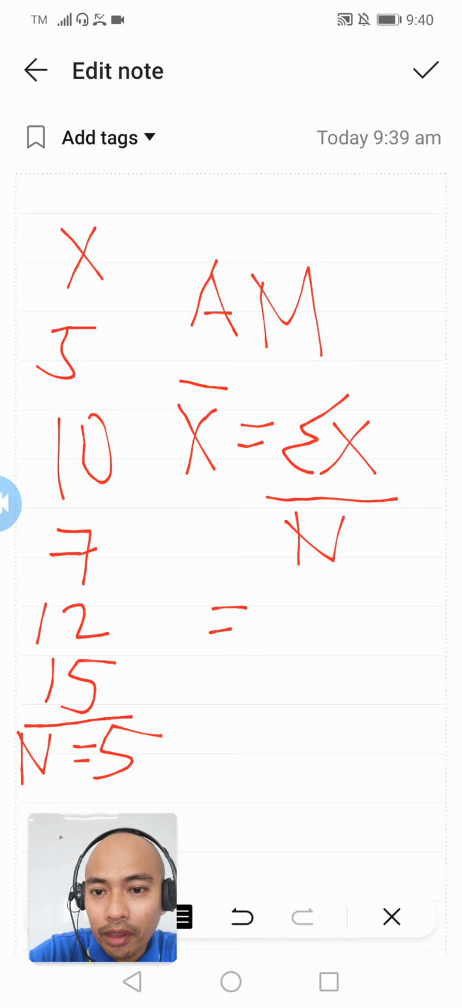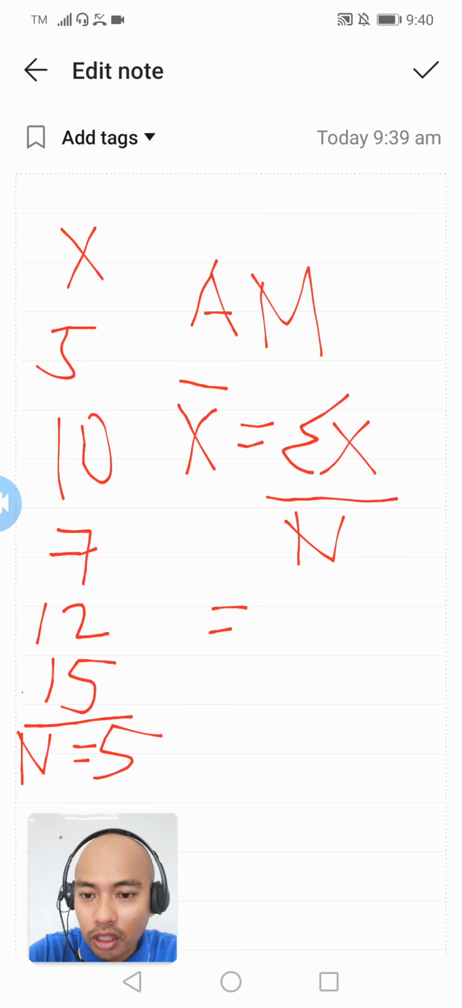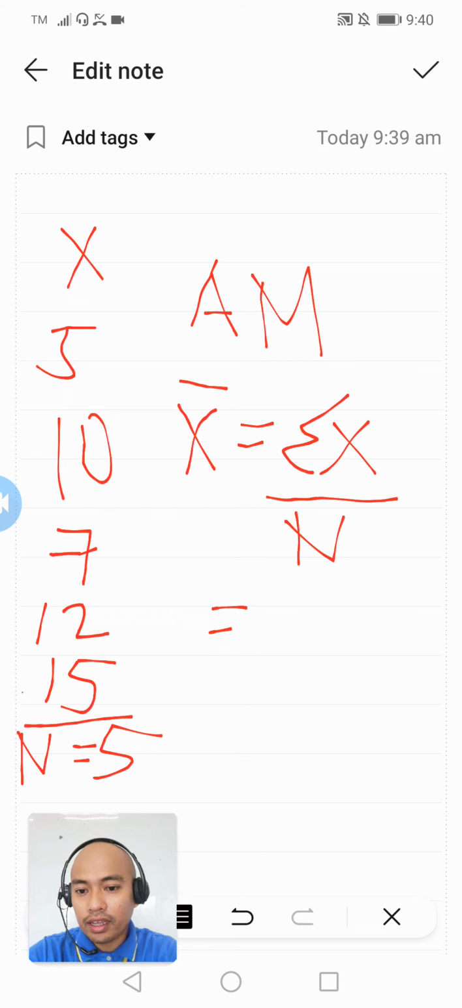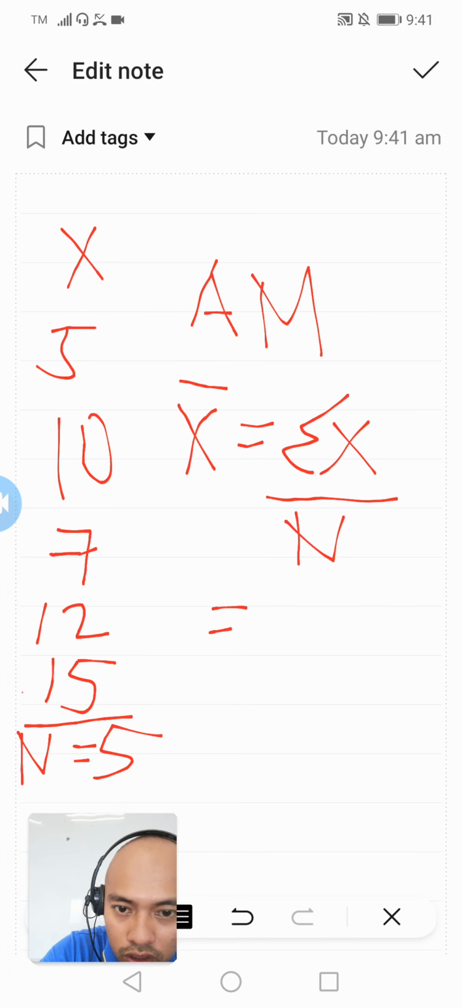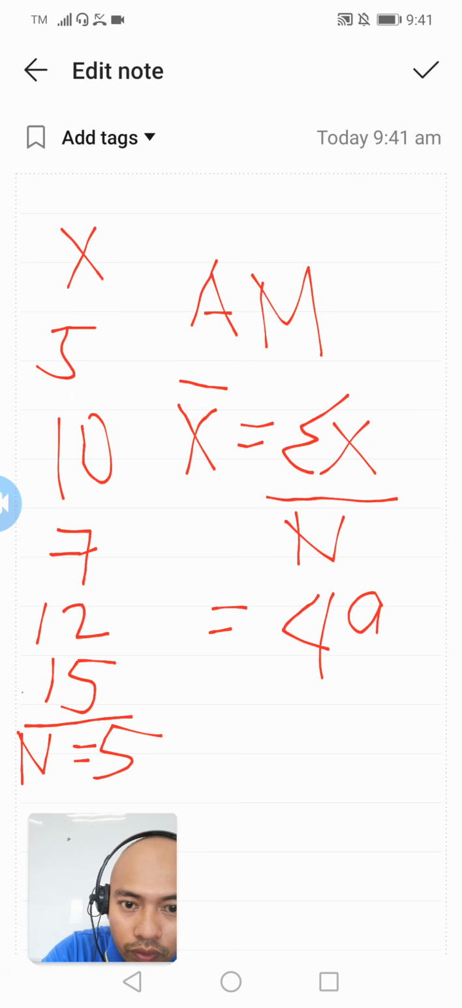So summation of x: 5 plus 10 is 15. 15 plus 7 is 22. 22 plus 12 is 34. Then 34 plus 15 we have 49. Okay, let's recheck. 49 is the summation of x. So we have 15, 22, 34, 49. So the summation of x here is equal to 49.